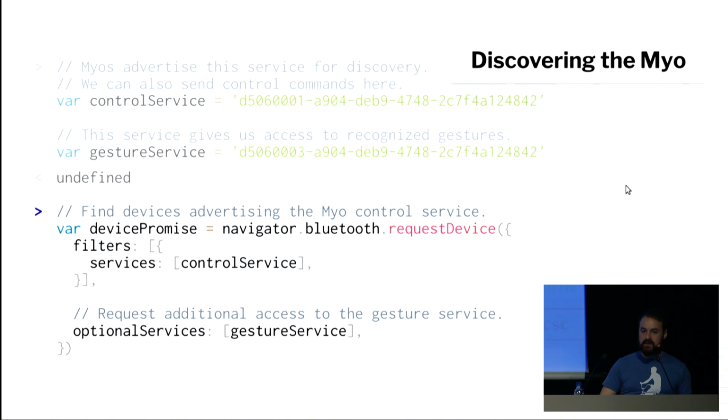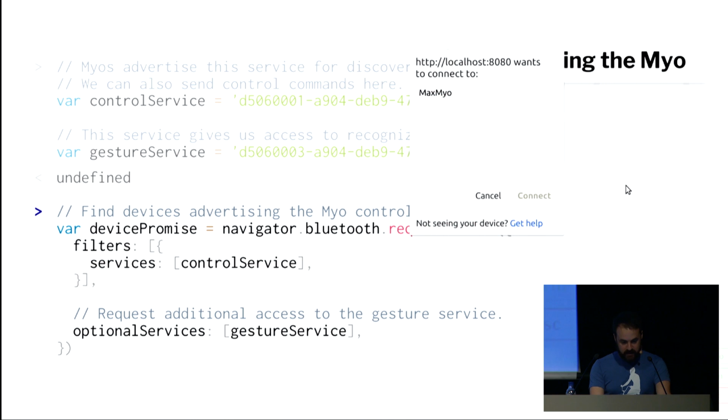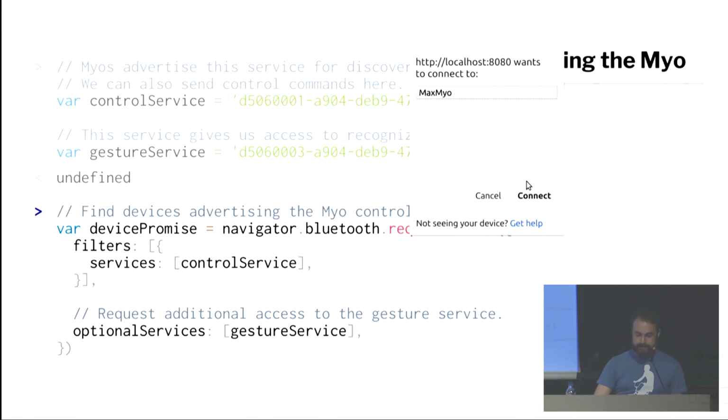navigator.bluetooth.requestDevice. And we pass it a filters object. The filters is basically describing what the device looks like that we want to connect to. We also need to specify the gesture service here because we're going to need to access it later. We need to specify up front all of the services we're going to access on the device. So when we run this code, you'll see there's now a pop-up here that is offering to connect to the Myo on my arm.